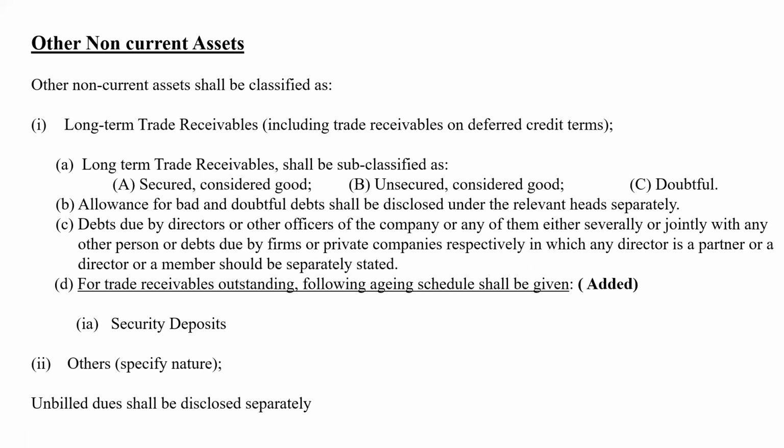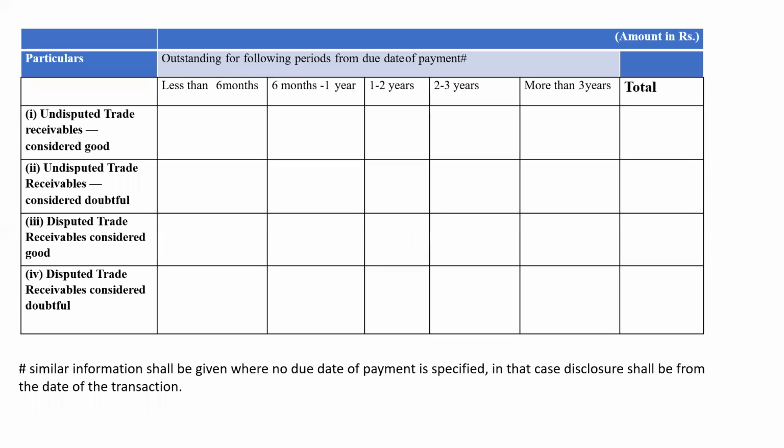For trade receivables, the outstanding aging schedule is to be provided. This is the aging schedule. It covers undisputed trade receivables that are considered good, undisputed trade receivables that are doubtful, disputed trade receivables that are considered good, and disputed trade receivables that are doubtful. So there are 4 categories, 2 of undisputed and 2 of disputed, with a further sub-classification of considered good and doubtful in both cases.